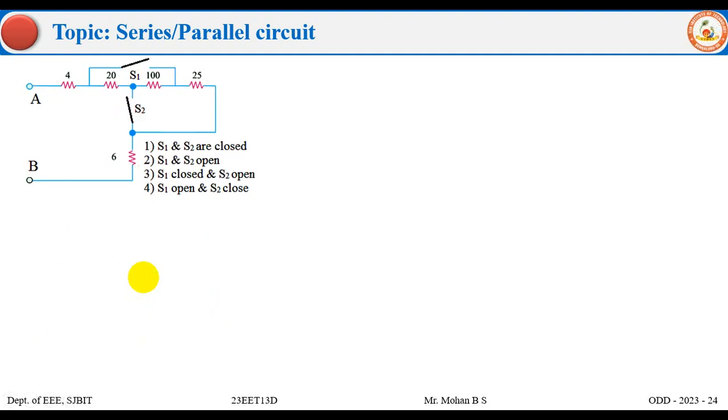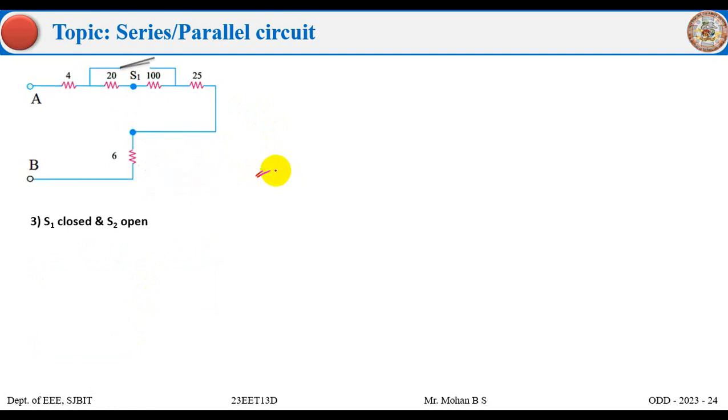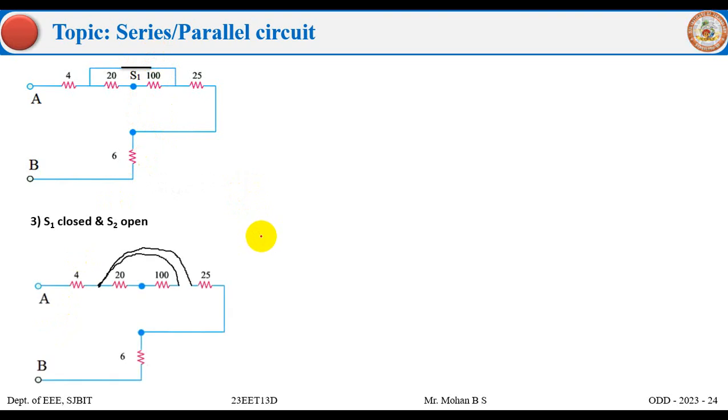So let's see the third one. S1 is closed and S2 is open, right? S2 is open, as you can see, and S1 is closed. Now the same way, at this junction we have 125 which is connected to this point. I will not repeat this, as we have already done this analysis for case 1. So from here I will take it further.